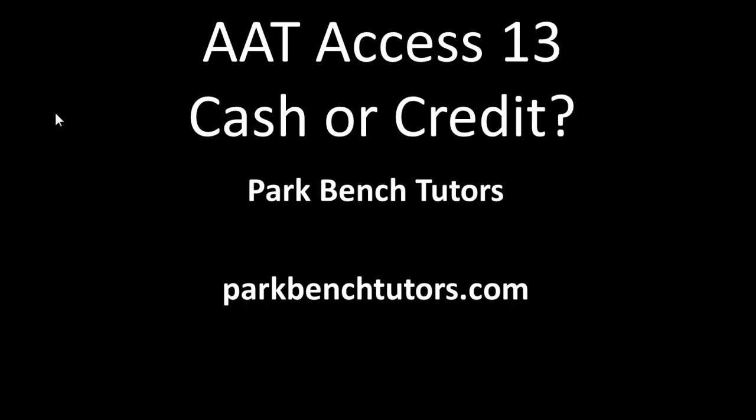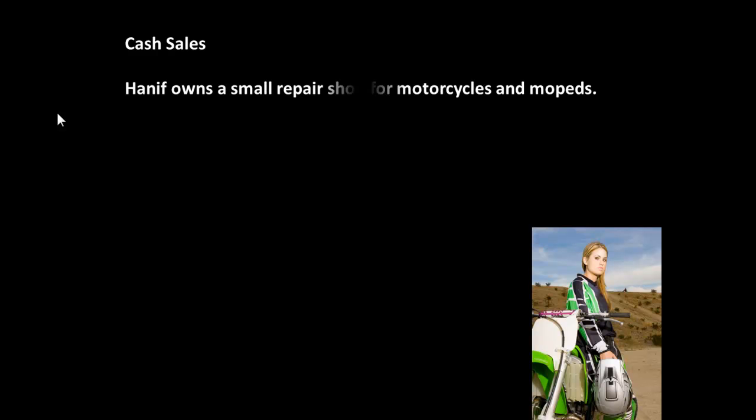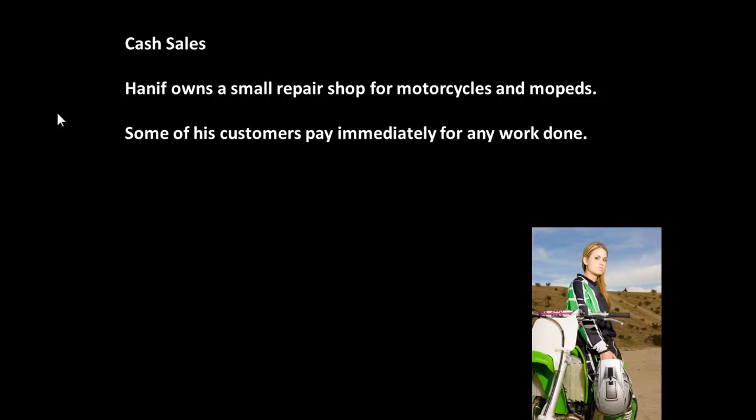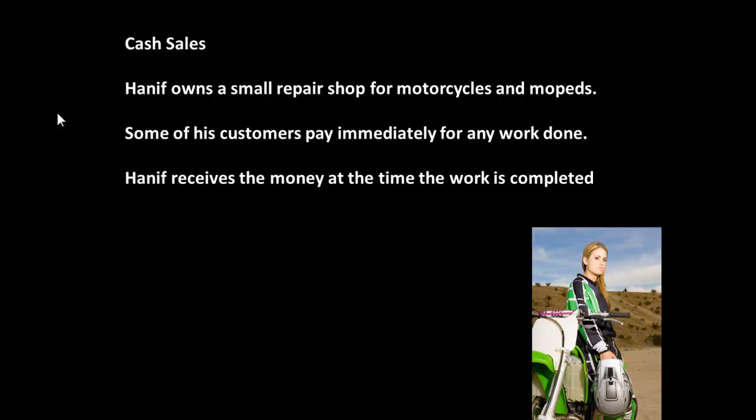We will continue our AAT access work by looking at what we mean by using the terms cash or credit, and this is done in relation to sales and purchases. So we'll look at cash sales to begin with. So we'll take an example, Hanif with his small repair shop for motorcycles and mopeds. Now, some of his customers will pay immediately for any work that's done. In other words, Hanif is getting the money when the work's completed, or as soon as the work is completed.